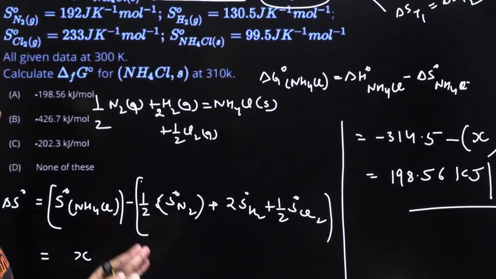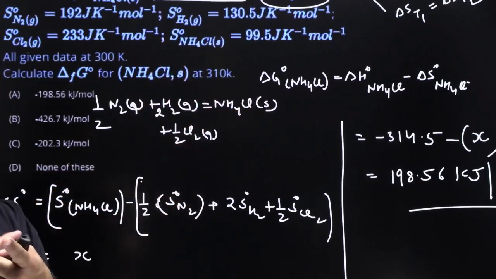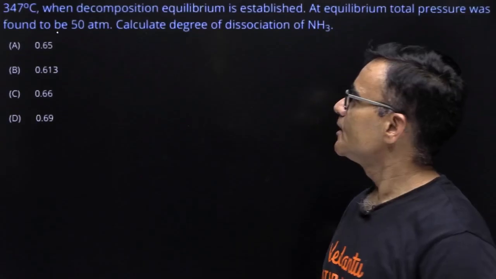तो इस क्वेश्चन का जो की पॉइंट था वो यही था कि डेल्टा CP यदि रिएक्शन का 0 हो तो डेल्टा H टेम्परेचर डिपेंडेंट नहीं रहता, डेल्टा S भी टेम्परेचर डिपेंडेंट नहीं रहता, ऑलराइट। Next question.